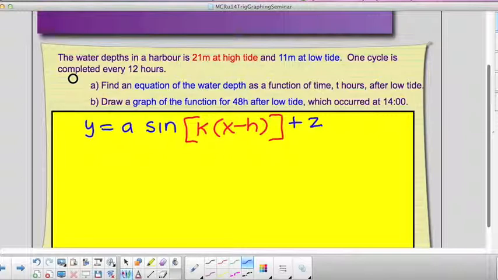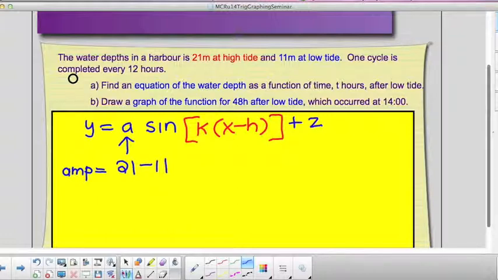Okay, so first of all, I'm going to focus on my amplitude. That's the easiest thing to find. So my amplitude is going to be equal to my maximum minus my minimum. So at high tide, how many meters is it coming in? When the water comes at high tide? 21. And then I'm going to subtract low tide. So 21 minus 11, right?